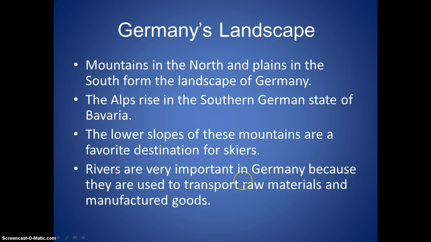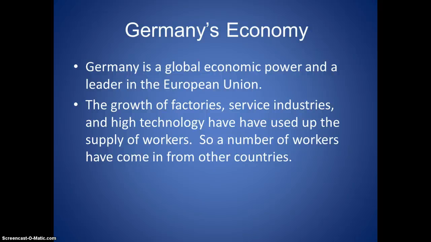Rivers are very important in Germany because they are used to transport raw materials and manufactured goods, just like in the United States with the Mississippi River. They transport goods down lots of these rivers as well, like the Rhine, etc. Its economy, they're a global economic power. In fact, they're one of the largest exporters of goods in the world. And they're one of the primary leaders in the European Union.